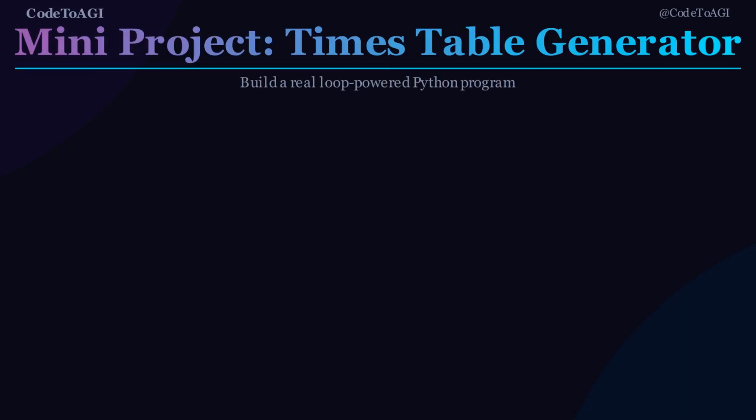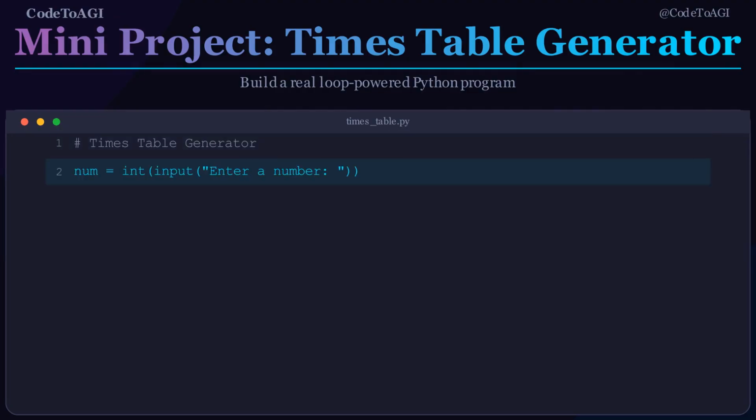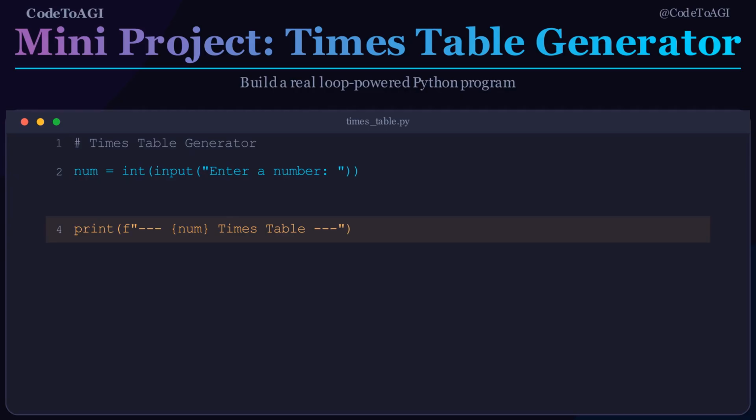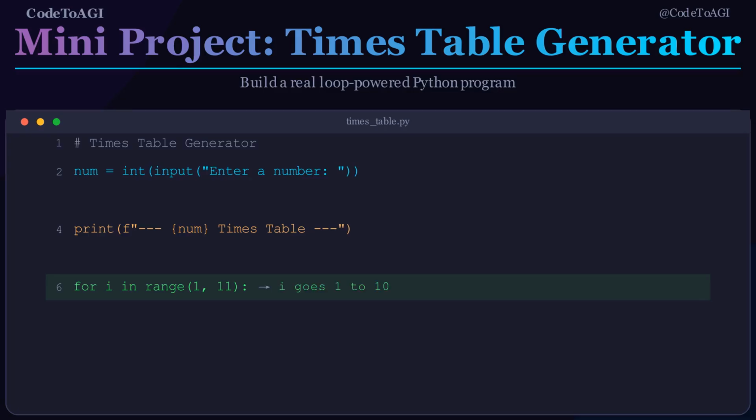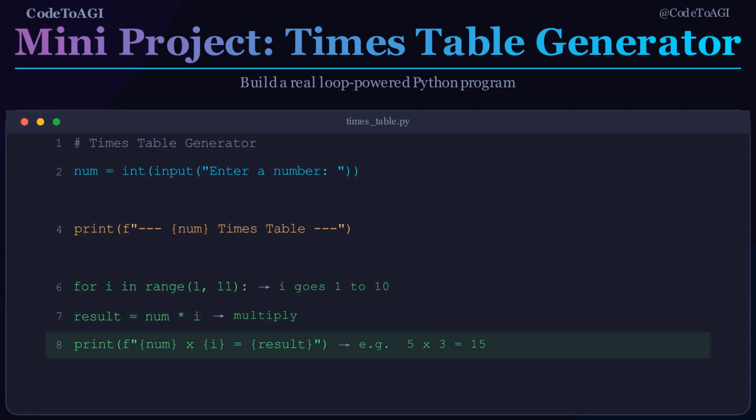Now, let us build a real project. A times table generator. Line 1 is a comment. Line 2, we ask the user for a number and convert it to an integer. Line 4, we print a header showing the times table for that number. Line 6, we start a for loop with range 1 to 11. This gives us 1 through 10. Line 7, inside the loop, we calculate the result. Line 8, we print the multiplication line using an f-string.